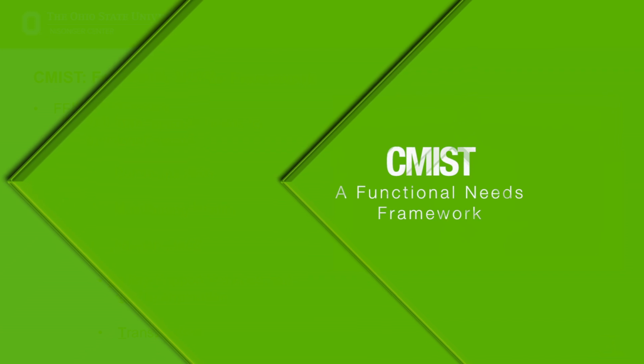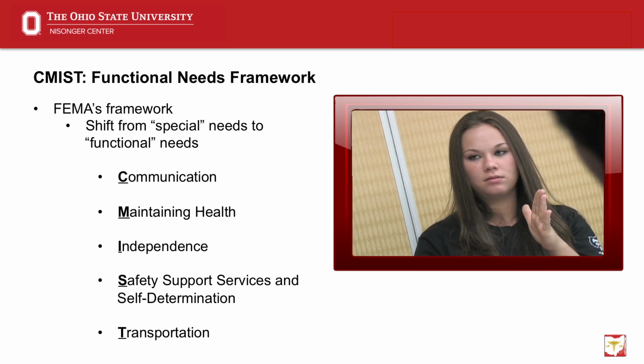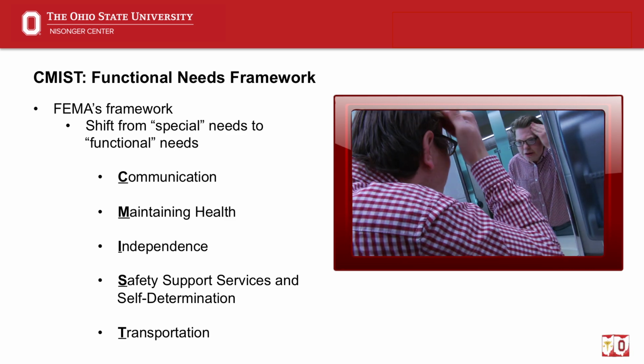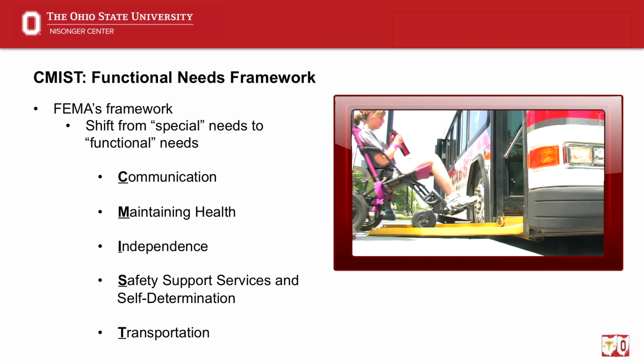The CMIST Functional Needs Framework. One model that offers a good approach for planners seeking to address the wide range of functional needs that may be present in their community is called the CMIST Framework. You may already be familiar with CMIST, as the Federal Emergency Management Agency advocates a shift from special needs to a focus on functional needs. The functional needs included in the CMIST framework are communication, maintaining health, independence, safety support services and self-determination, and transportation.